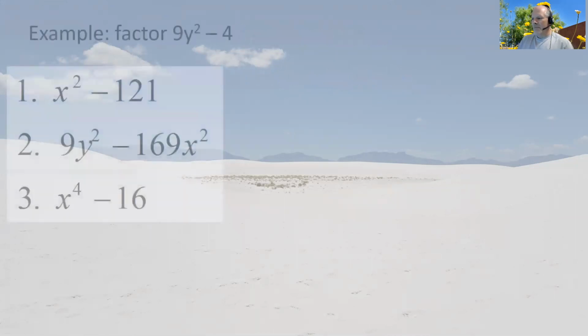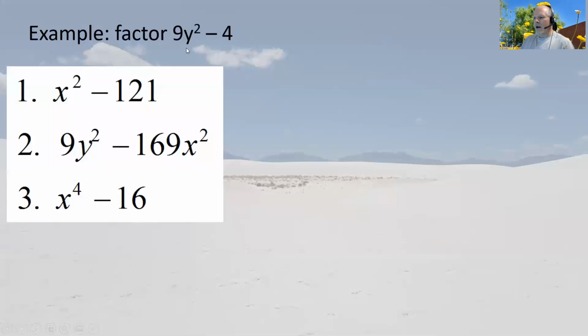Let's look at some examples. So if I want to factor 9y squared minus 4, is this a difference of squares? And it is, because 9y squared is a perfect square. The square root of it is 3y. 4 is a perfect square because its square root is 2. So to factor this, we get 3y plus 2 times 3y minus 2, because 3y is the square root of this, and 2 is the square root of this. So we just repeat these numbers and put a plus inside one binomial and a minus in the other.